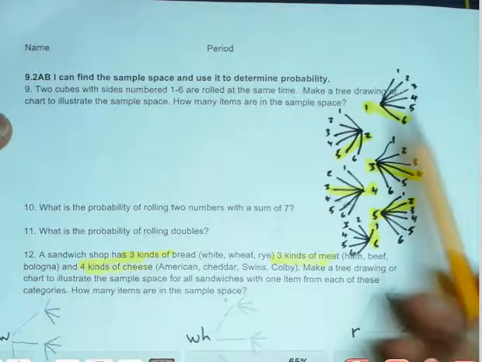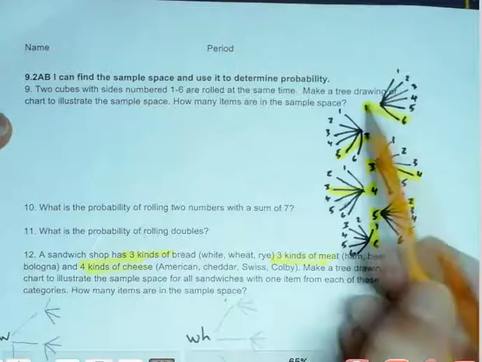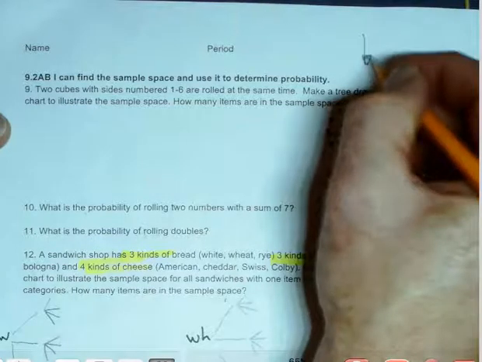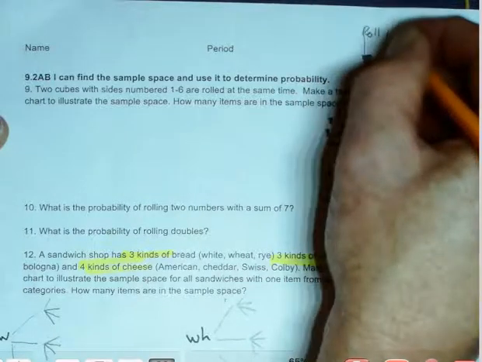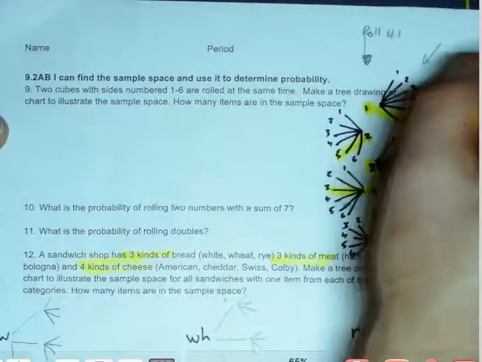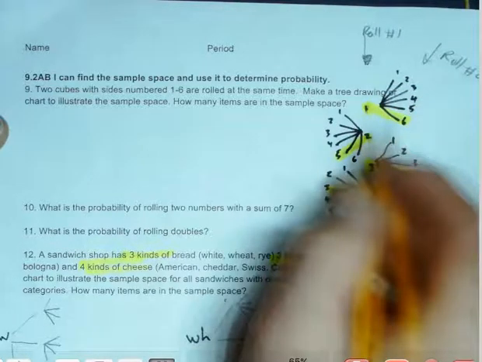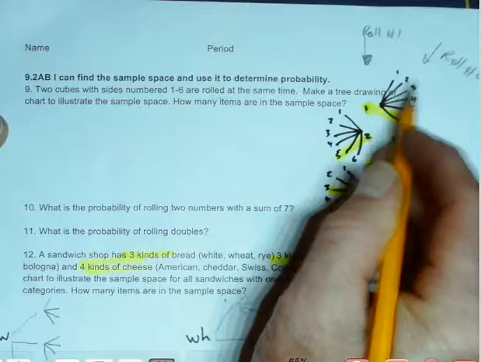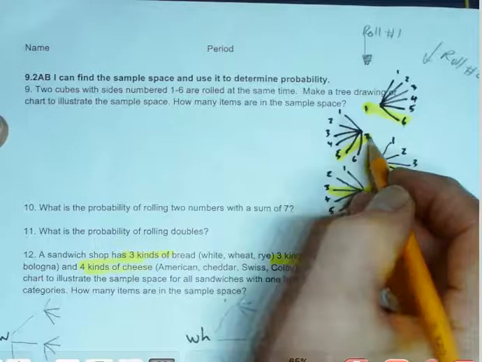So here I could have rolled a 1, a 2, a 3, a 4, a 5, or a 6. And if I roll that 1 the first time, this is my first roll right here. This is roll 1. And these out here, these little branches, this is roll number 2. So if I rolled a 1, the second time I could have rolled a 1, a 2, a 3, a 4, a 5, or a 6. If I rolled a 2, the second time I could have rolled a 1, a 2, a 3, a 4, a 5, and a 6.